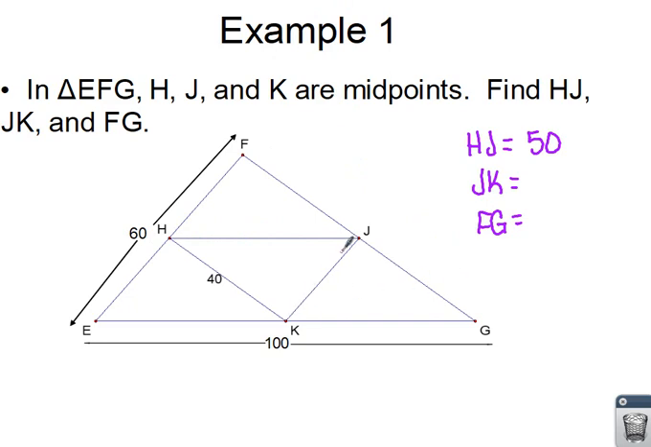All right, let's look at JK. JK is parallel to EF, so it would be half of EF, so it would be 30. And then FG is this big long guy, and it's parallel to HK. So HK is half of FG, so FG has to be 80 in order for 40 to be half of it. Okay?